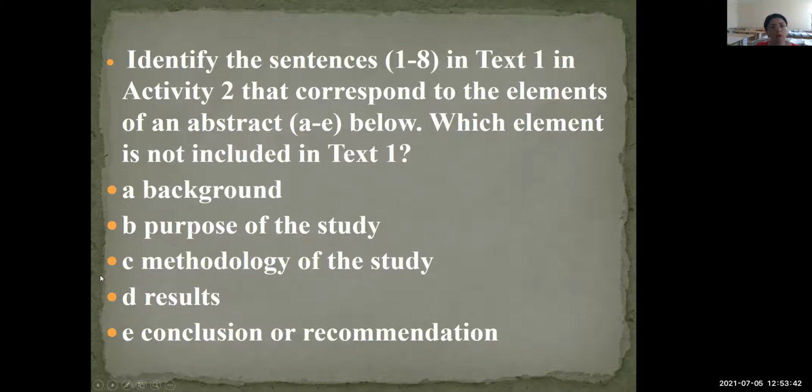So background is included in the first and second sentence of the text. So purpose of the study is in the third sentence of the text. Methodology of the study is in the fourth and fifth sentence of the text. So results are in 6th, 7th, and 8th sentences of the text. But unfortunately, conclusion or recommendation is not included in this abstract.